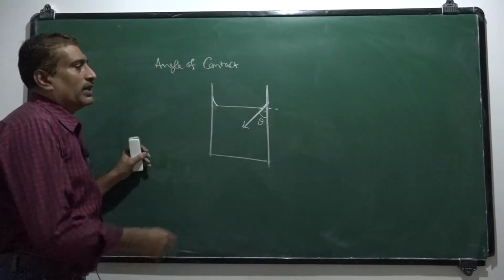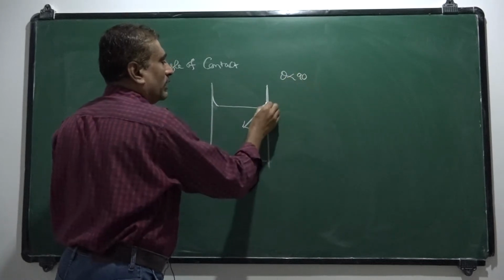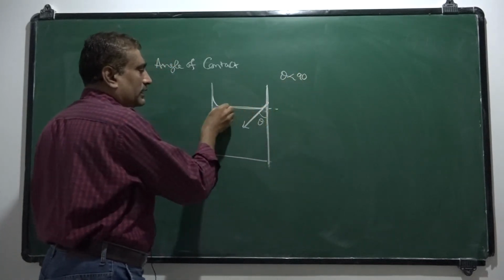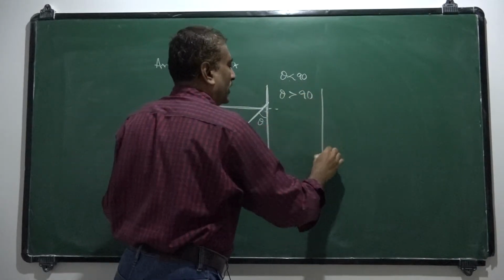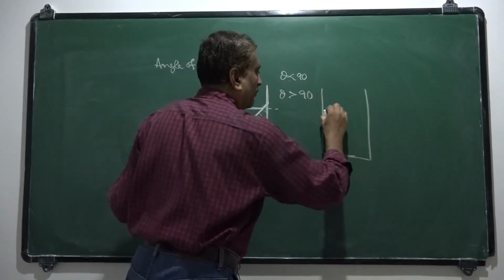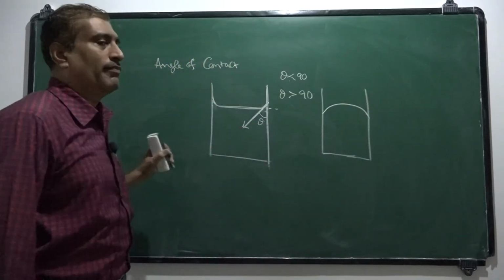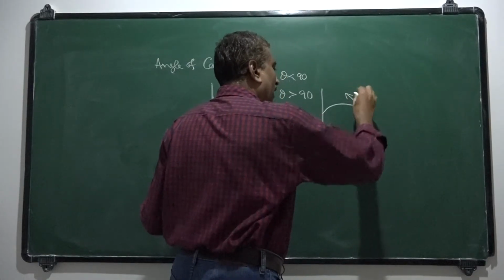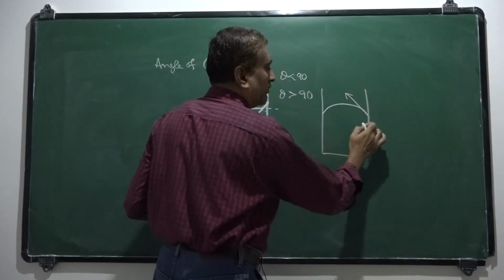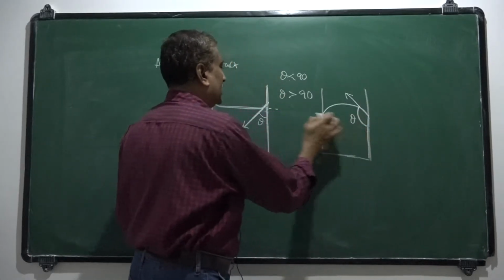Okay. If the angle of contact is less than 90, then we will get a concave meniscus like this. If the angle of contact is greater than 90, we get a meniscus like this. Okay. In this case, we have to draw a tangent like this, and the solid surface inside the liquid is this one. So this is the angle theta. So this is the angle of contact.